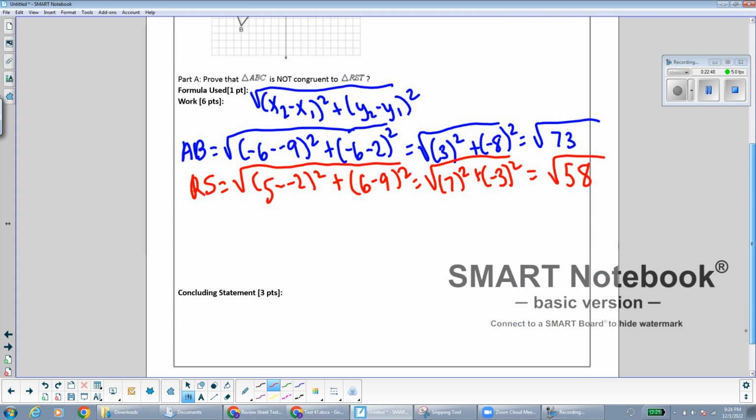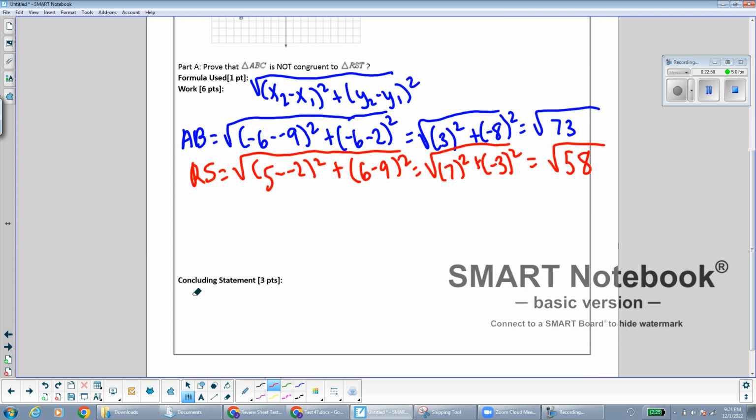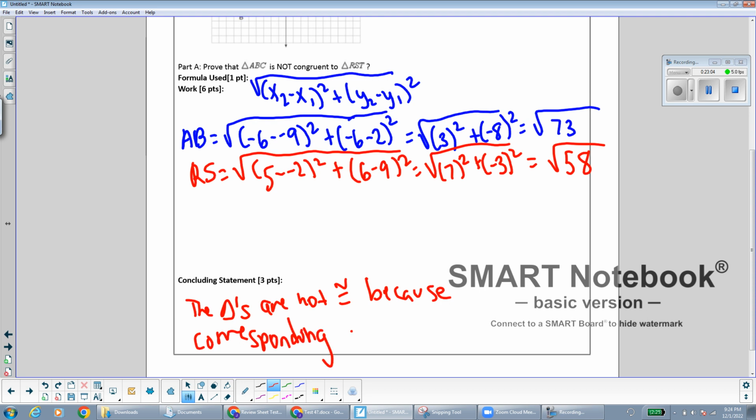So I'm going to go to my concluding statement, and I'm going to answer the question. The triangles are not congruent because corresponding sides AB and RS are not congruent.